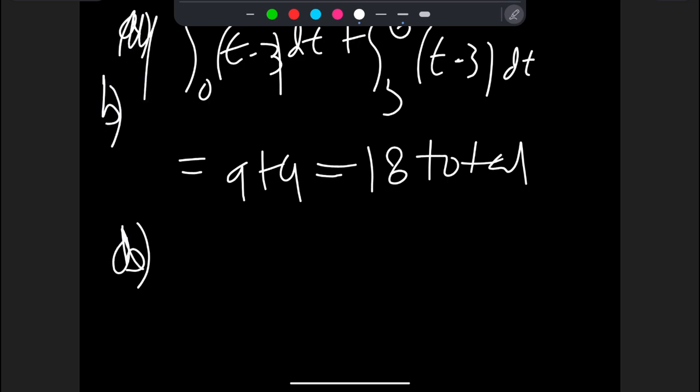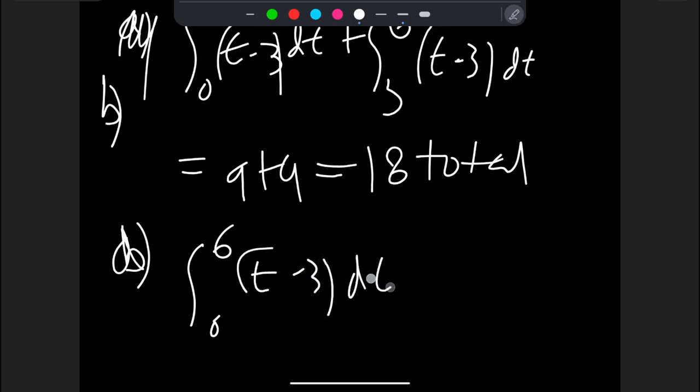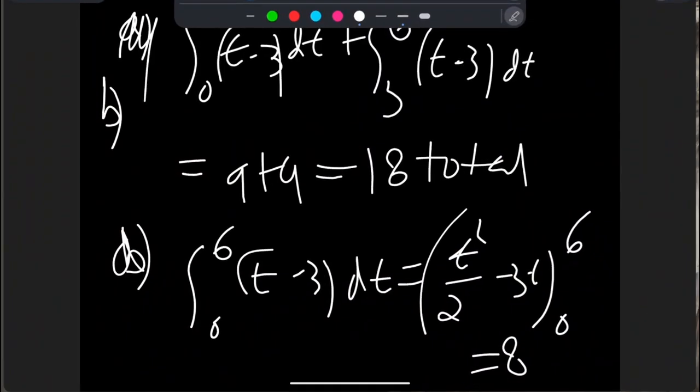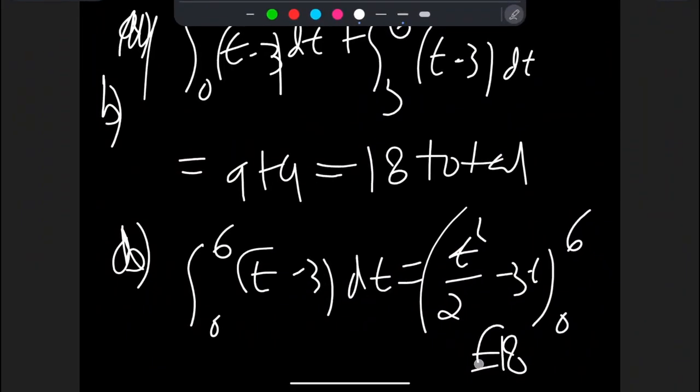Now for the net distance, I would find the integral from 0 to 6 of t minus 3 dt, which equals t squared over 2 minus 3t from 0 to 6, which also is 18. So they just happen to be the same in this case, but this isn't always true.